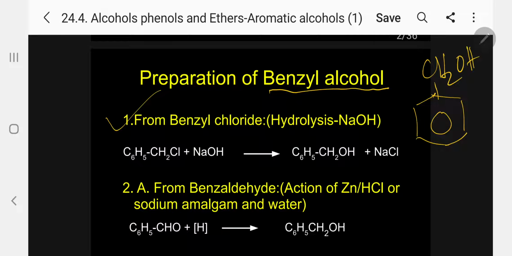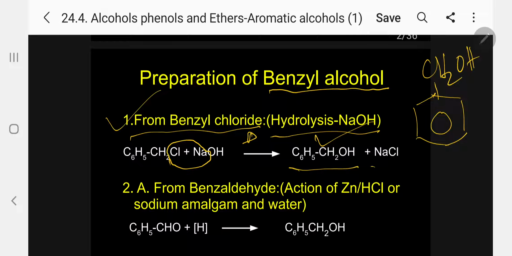First, from benzyl chloride, I can prepare benzyl alcohol. What is the method? Action of aqueous sodium hydroxide. This is called alkali hydrolysis. So when you heat, what will happen now? The sodium chloride will come out, producing benzyl alcohol. Sodium chloride will go into water. So we are getting benzyl alcohol.